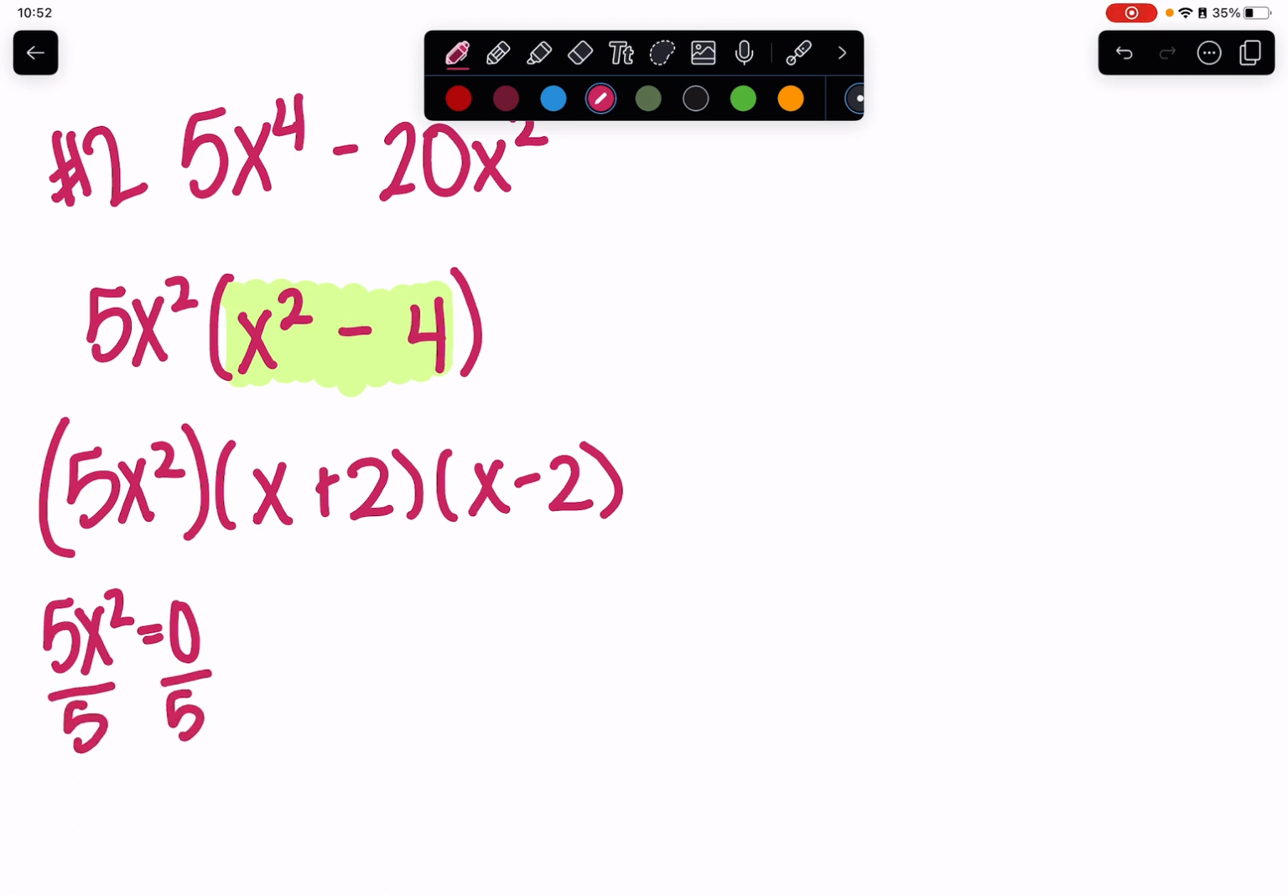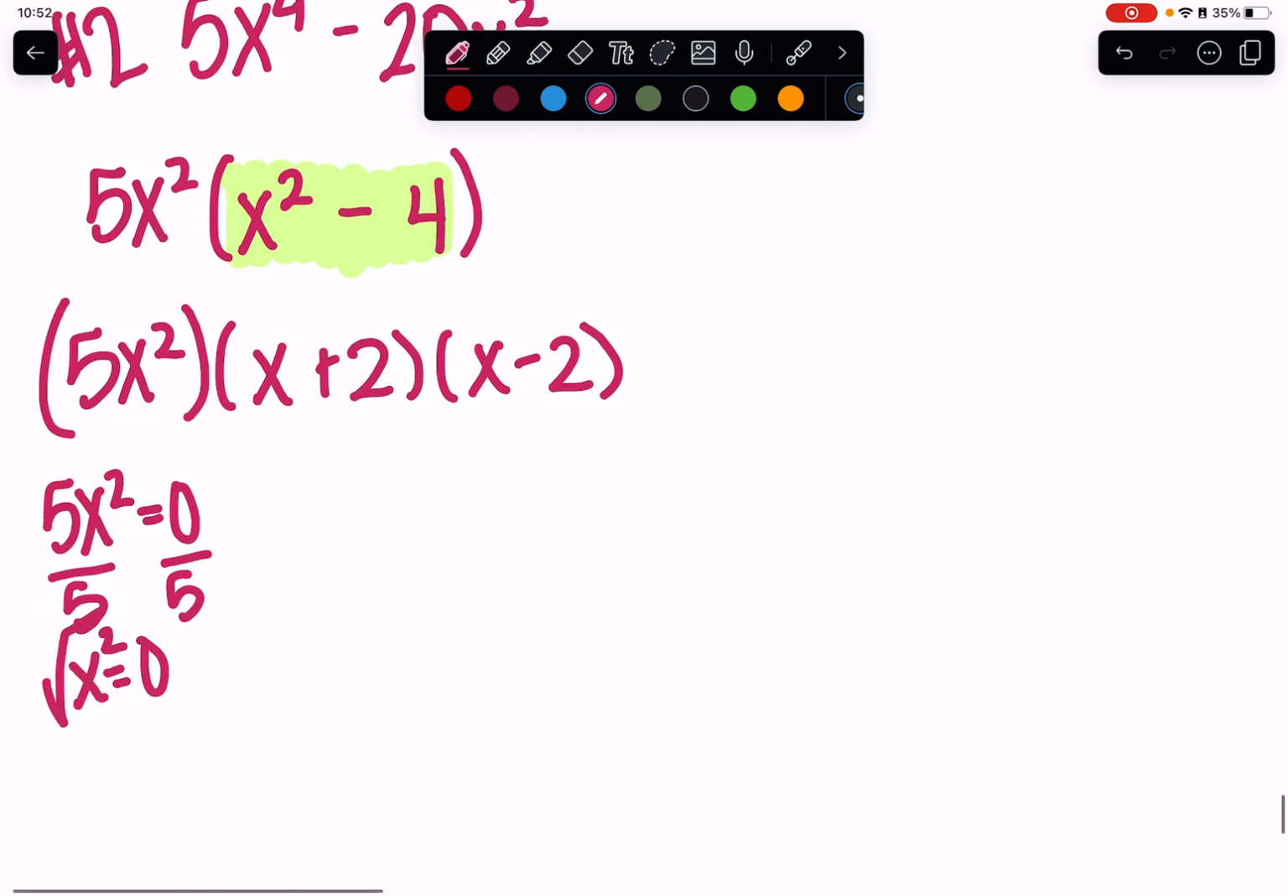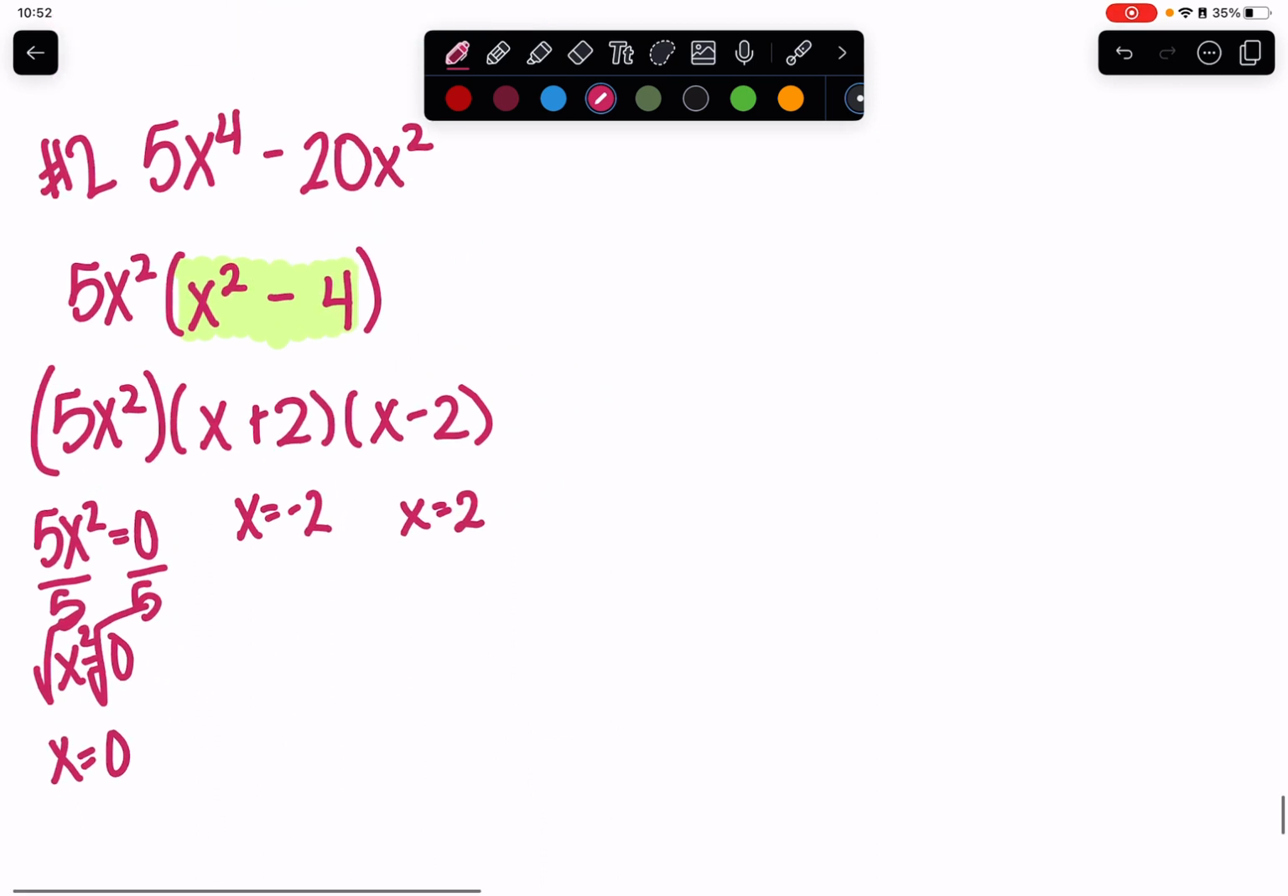My answer is going to be 0. I'm going to divide by 5. That's still x squared equals 0. I can square root both sides. The square root of 0 is still 0. So that whole group is just a root of 0. Doesn't matter what coefficient I have. Then my next root is negative 2, and my last root is positive 2. And so those would be my answers.